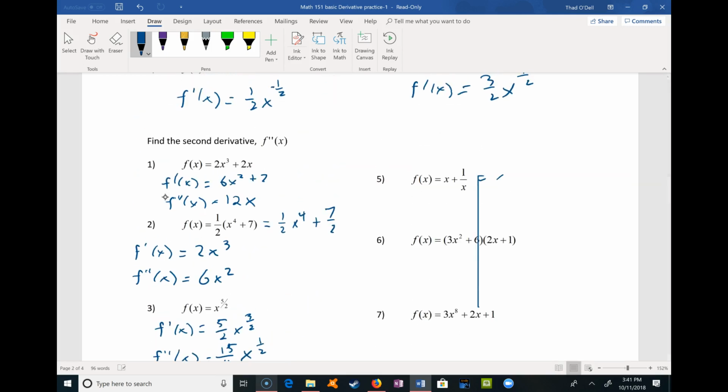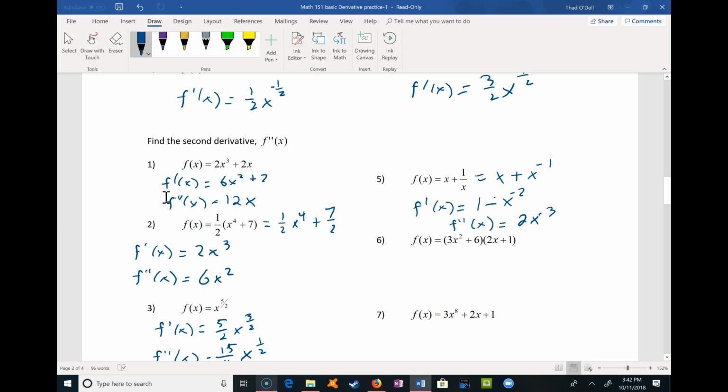First I'd write this as x plus x to the negative 1. So then f prime of x is 1 minus x to the negative 2. So then f double prime of x would be 2x to the negative 3.